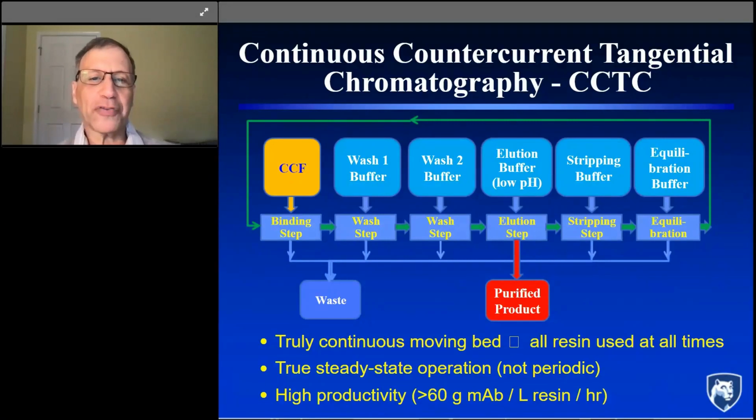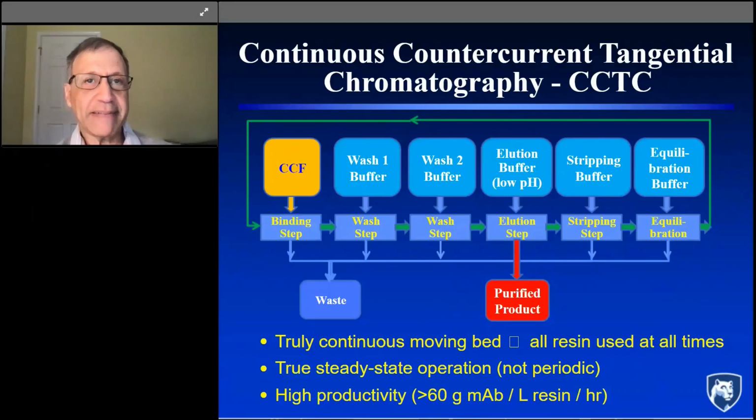Our resin particles go through the binding step, then the wash step, then the elution step, stripping and equilibration. Here we've shown actually two wash steps at different conductivities. The resins just cycle continuously through and then back to the beginning. Meanwhile, in the binding and wash steps, any host cell proteins that go through the membrane are collected as waste. In the elution step, we of course collect our purified product, where that product could then be immediately taken to subsequent steps in the downstream process.